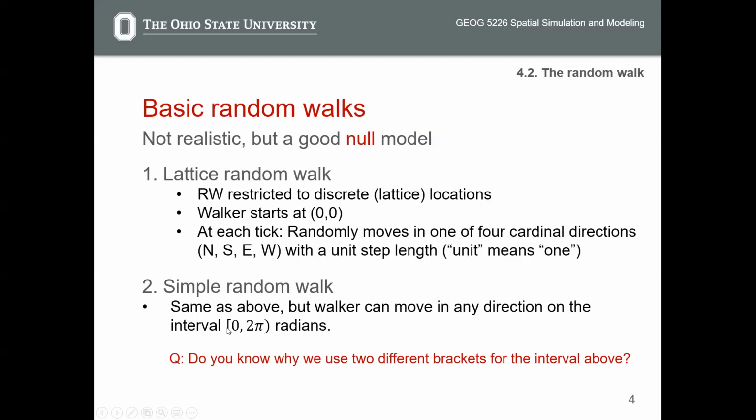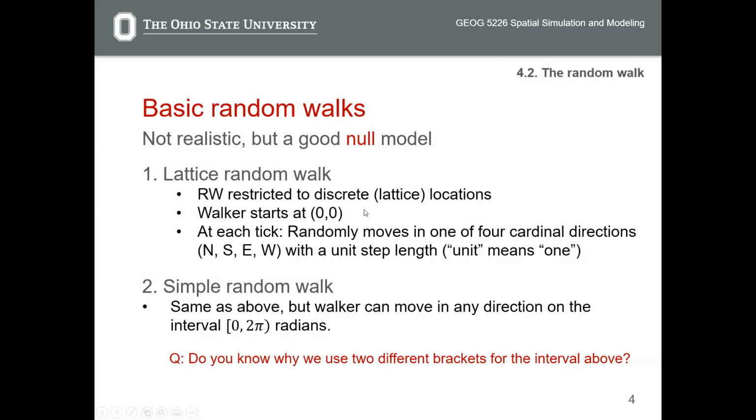Why? Because if you are moving in a direction of 2 pi, you are actually turning 360 degrees, which means you are turning back to the same direction you are facing right now. So 2 pi is excluded, but 0 is included because they are actually the same thing in terms of direction, right?